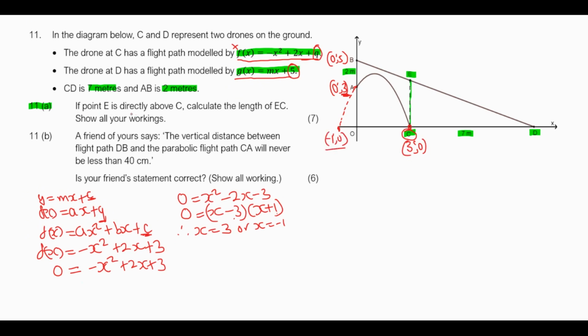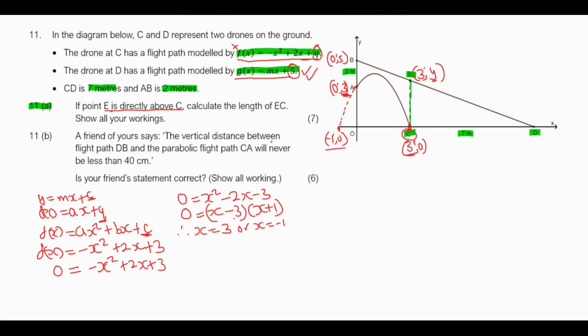If point E is directly above C, what does this mean? It means EC is parallel to the y-axis. It is a vertical line. So the x-coordinate of E is the same as the x-coordinate of C, which is 3. Now we need to find the y-coordinate. How do we find it? We have the equation of BD, which is g of x.